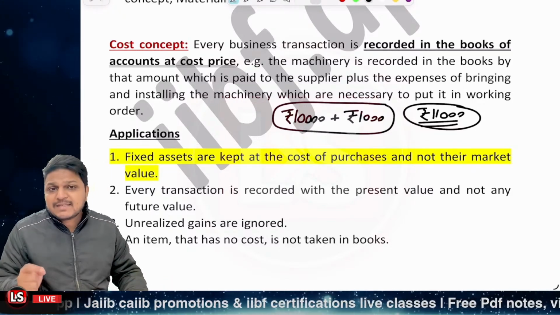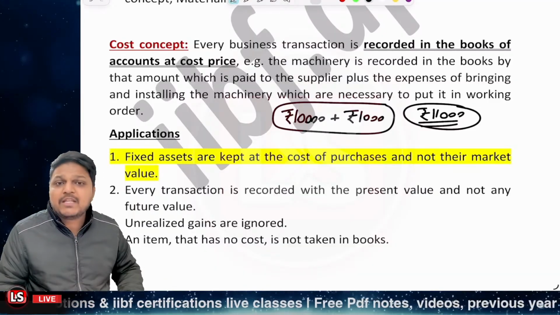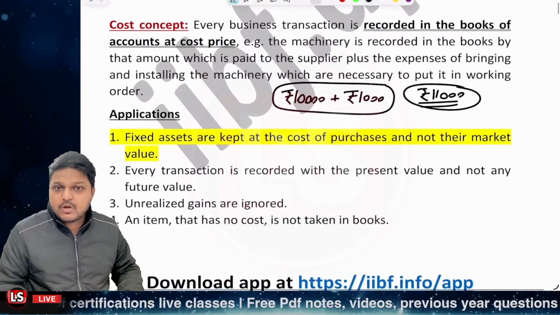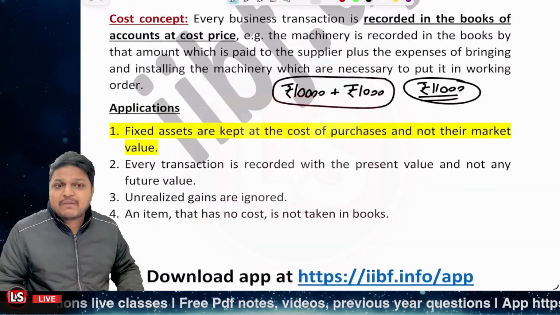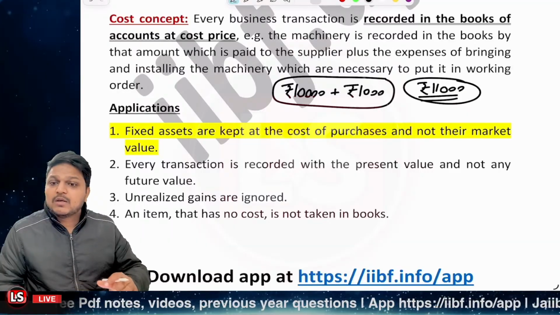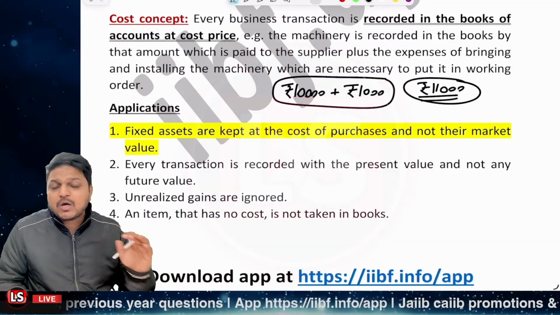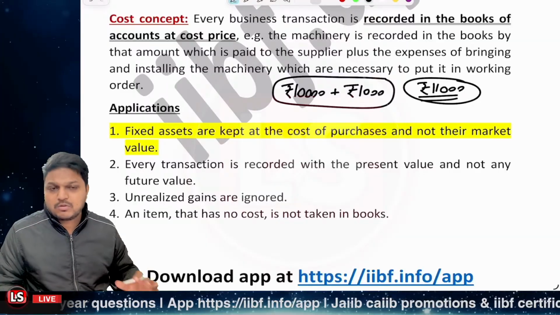Okay, so fixed assets are to be kept at the cost price only, not at the market value. Every transaction is to be recorded at its cost price, not related to the future value or the present value. So unrealized gains must be ignored, right?